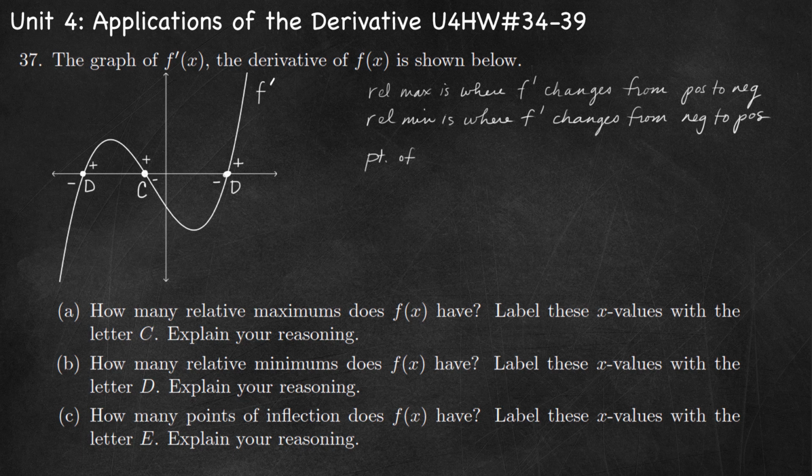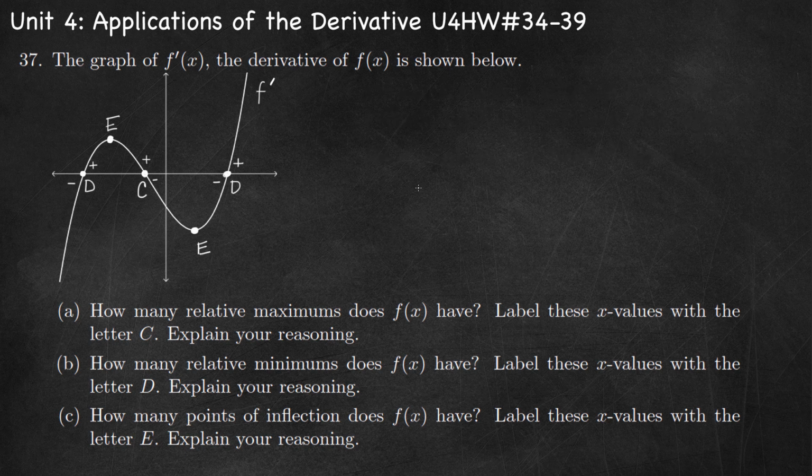Well, a point of inflection is where f changes from concave up to concave down, or vice versa, from concave down to concave up. Or we can say it's where the second derivative changes sign from negative to positive or positive to negative. But in terms of the graph of f prime, it's where f prime has a relative max or a min. So right here, the graph of f prime has a relative max, and that makes it an inflection point on the graph of f. Here we have a relative min. F prime has a relative min, so that means f, the original function, has an inflection point right there.